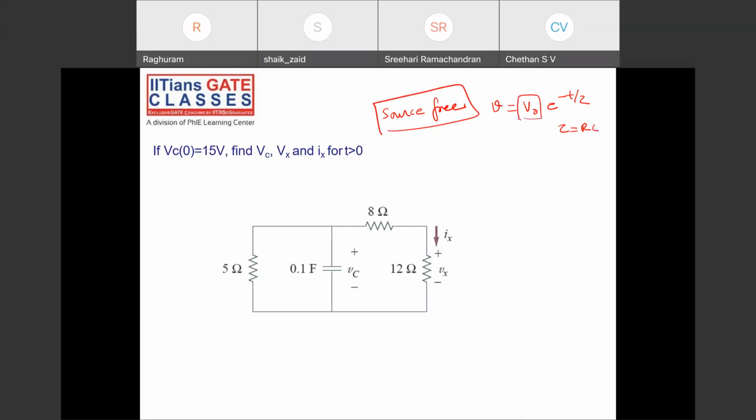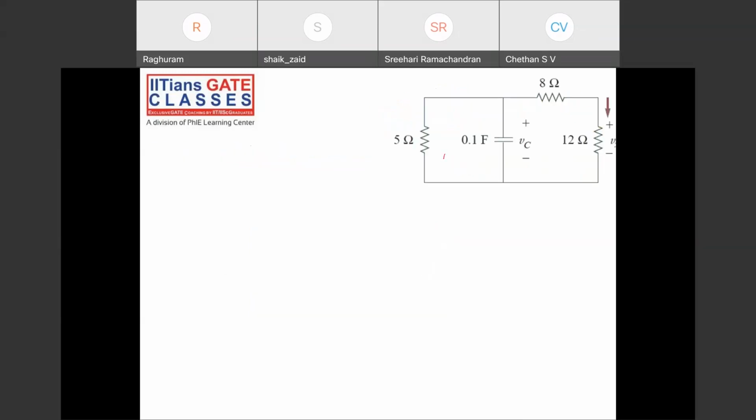So from this, what is V naught? V naught is the initial voltage. V naught is nothing but V of 0. For a capacitor, always remember, the voltage cannot change instantaneously. So V of 0 minus is equal to V of 0 plus is equal to V of 0, which is equal to V naught for a capacitor.